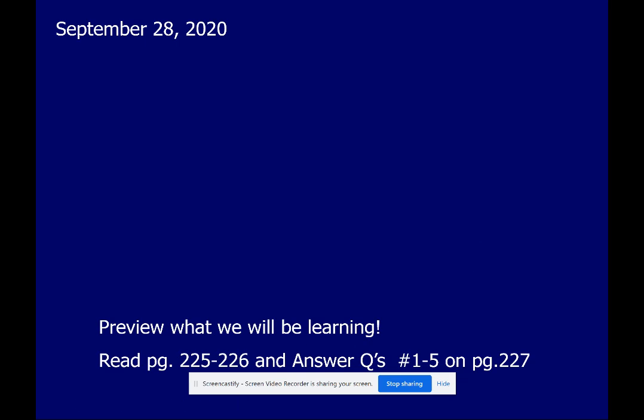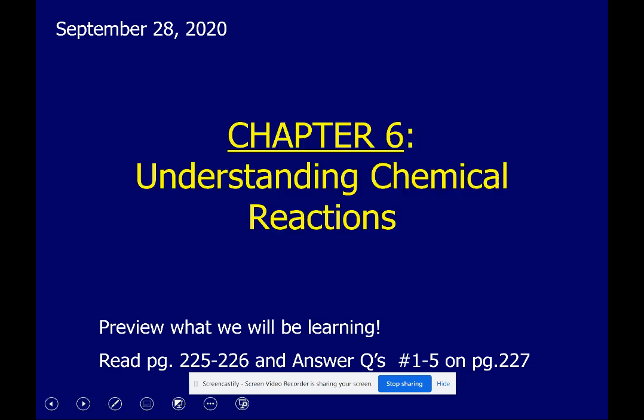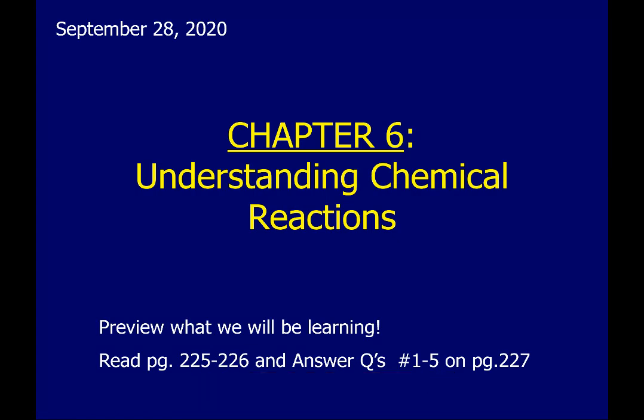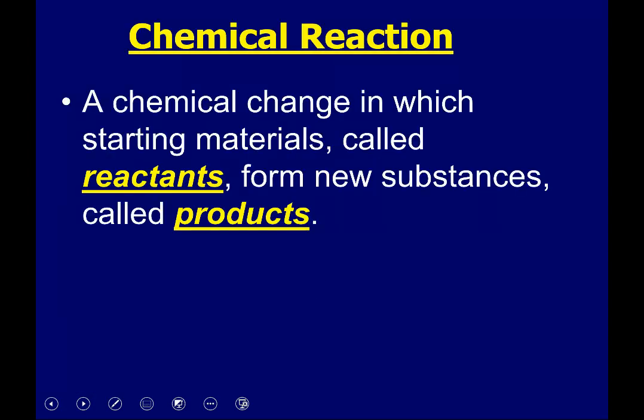All right, this lesson's for those that missed our intro to chemical reactions, intro to chapter 6. What we did first was a little bit of a preview: read pages 225 to 226 and tried numbers 1 to 5 on 227. Students did that on their own before we started today's lesson.